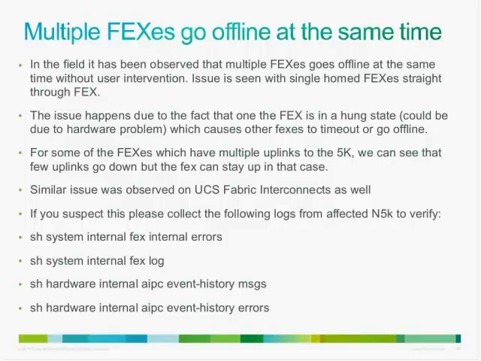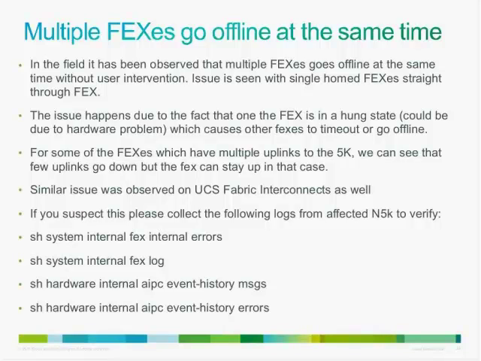It's seen on our UCS fabric interconnects as well. So fabric interconnects are like the 5Ks, and the IO modules are pretty much like the 2Ks. So from a hardware perspective, we have seen these issues with that platform as well. There are some commands which I have documented, like show system internal FEX errors, show system internal FEX log, right? So you will see the AIPC, your IPC communication between your FEX and 5K, and your internal IPC communication as well. So you will see timeouts in your event history messages.